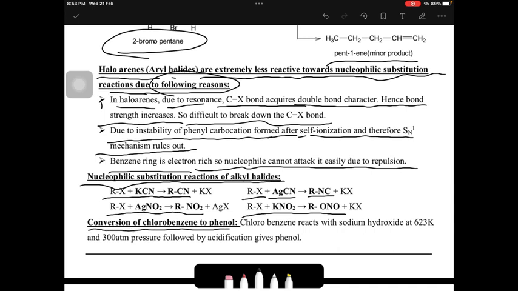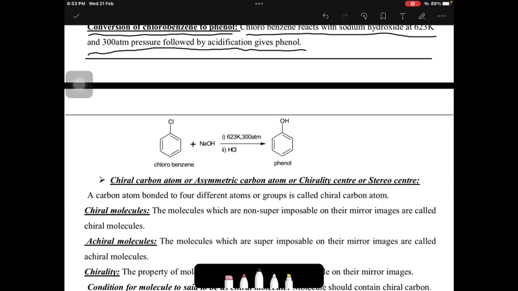Conversion of chlorobenzene to phenol. Chlorobenzene reacts with sodium hydroxide at 623 Kelvin temperature and 300 atmospheric pressure, followed by acidification, to give phenol. This is the reaction.